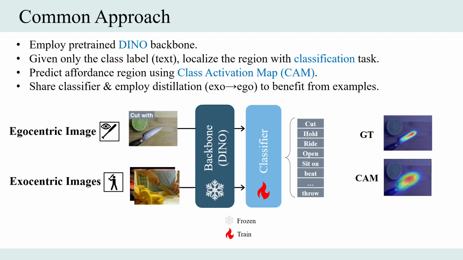One typical approach to address affordance grounding is to employ a pre-trained backbone and fine-tune the classifier that is shared between egocentric and exocentric images. Then the class activation map for each class is used for the prediction.